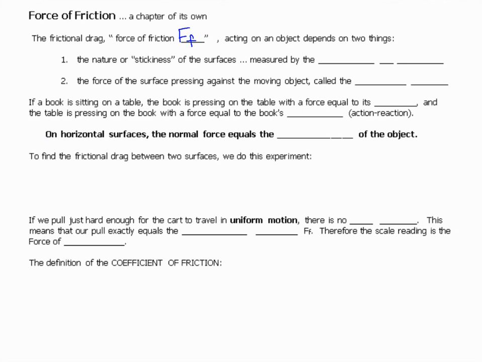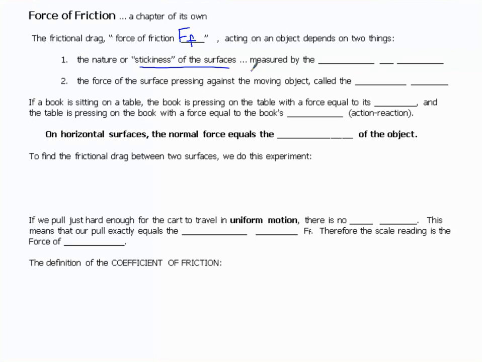the force of friction, F sub F. We just read this as the force of friction, and it depends on two things. The first thing is the nature of the surfaces, or the stickiness of the surfaces. So, if you were to feel a rough surface, there's obviously something about it, and if you were to rub your hand across it, something is kind of holding it back, and that's the nature of the surface. It's the stickiness factor.